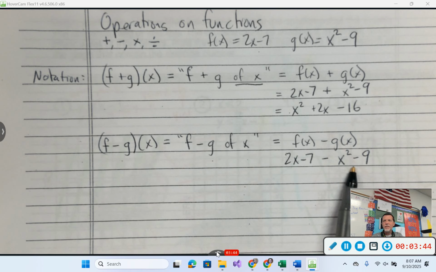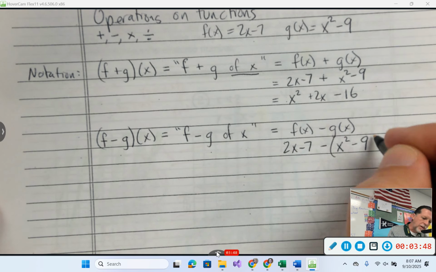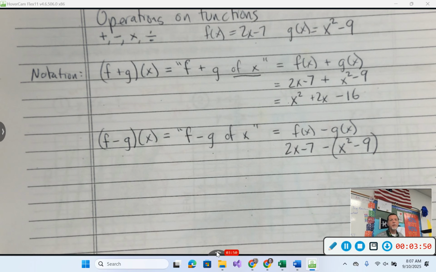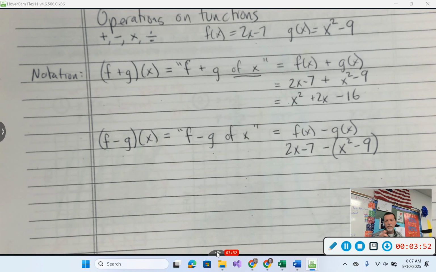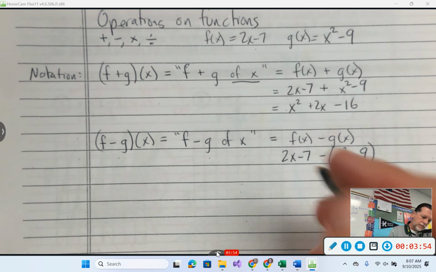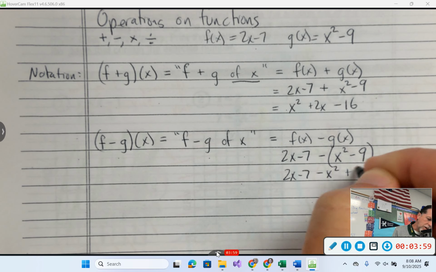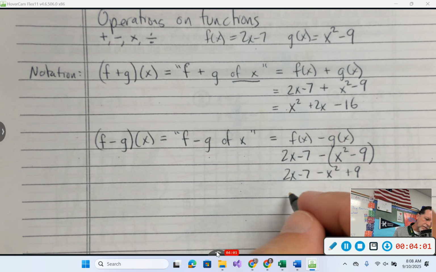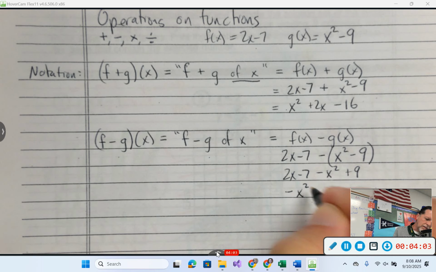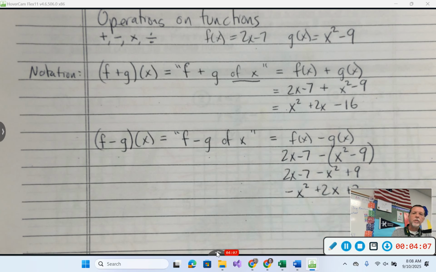I've got f of x minus g of x. Do you know what's not right about that? The 9 to make it positive. Yeah, because I need to subtract all of g of x. I'm going to put it in parentheses, which will have the effect of making it positive. So 2x minus 7 minus x squared plus 9. So negative x squared plus 2x plus 2.